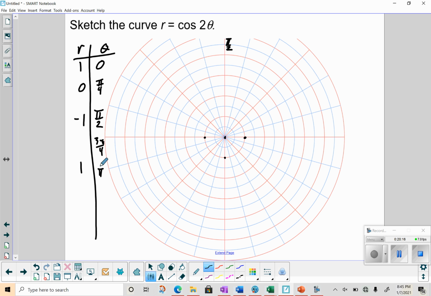3 pi over 4 multiplied by 2 will give me 3 pi over 2. The cosine of 3 pi over 2 is again 0. So for 3 pi over 4, okay. What happened in between here? What happens in between here? Okay, need a lot more information on this one here.